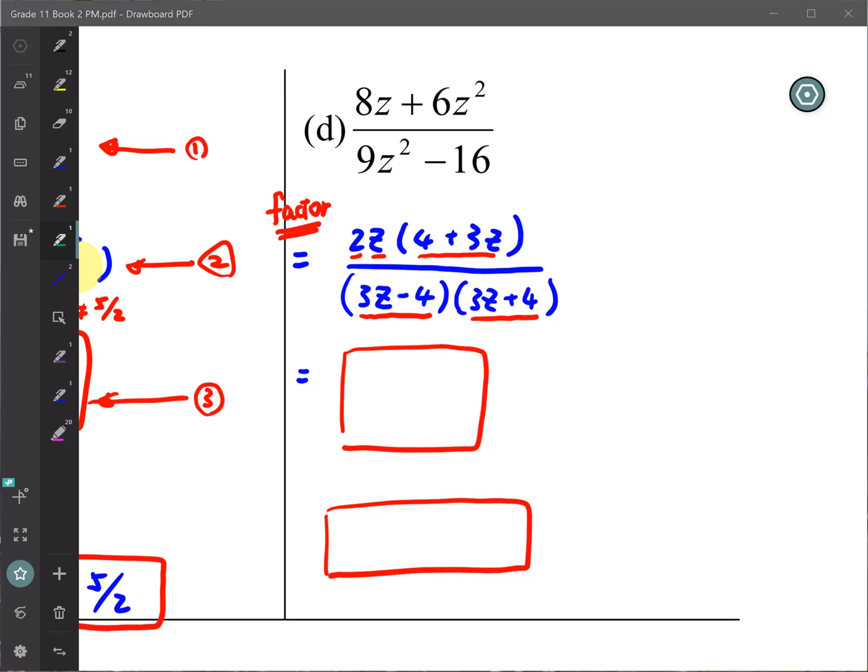You should be done by now, okay? This one is not difficult. You just cancel out and write out the restriction, that's all, okay? Only 7 people done.